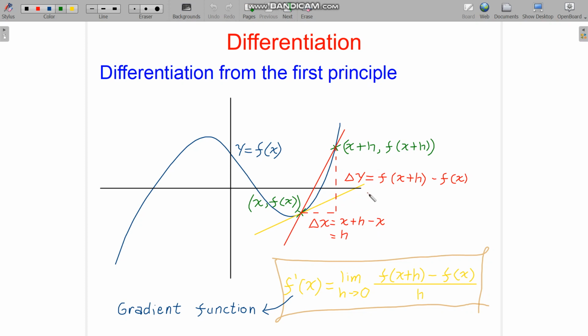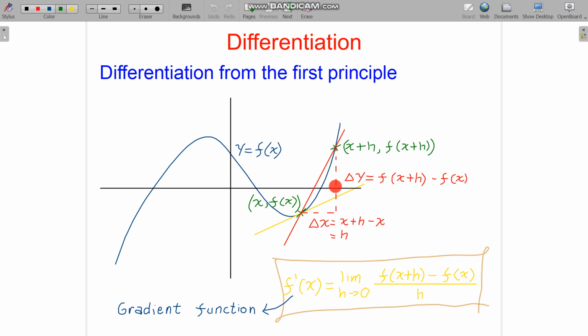So we can use this concept of secant. The secant is this red line crossing the curve at two different points. So at this point here, the coordinates should be x, f of x, and at this point x plus h, f of x plus h. So if we find the gradient of the secant, we get delta y over delta x.